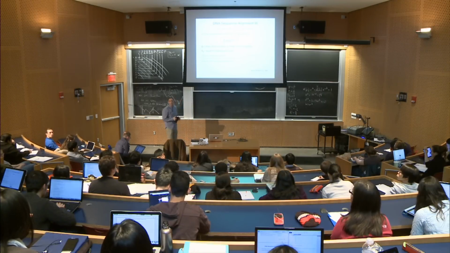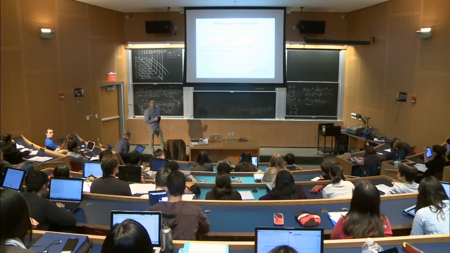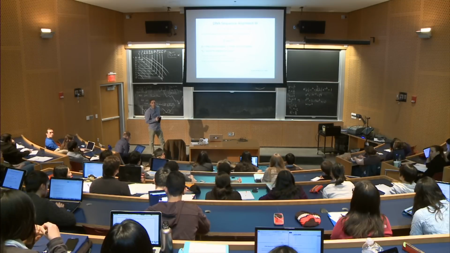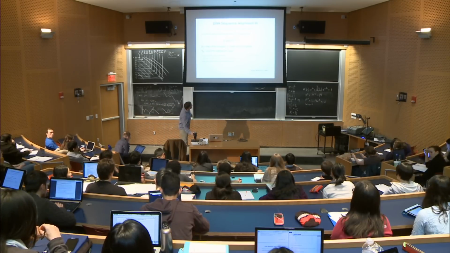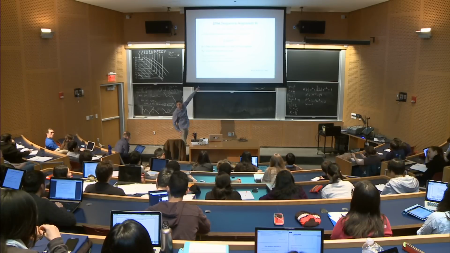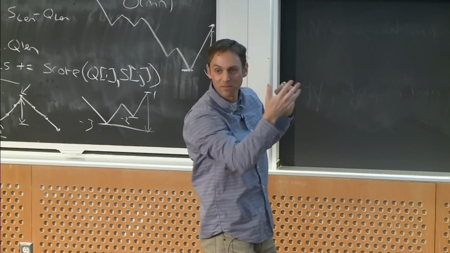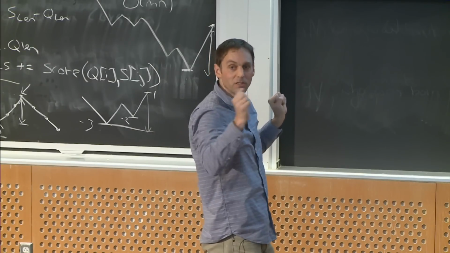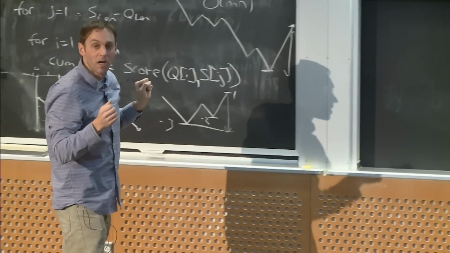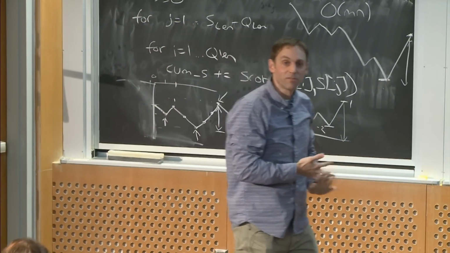If you think about these terms in the sum, the scores, the S part is all doubling. So if you cut the lambda part in half, the product will equal what it did before, right? And we haven't changed the pi's and r_j's. So all those terms will be the same. So therefore, it will still satisfy that equation. That's another way of thinking about it. Yes, you're correct. So if you double the scores, lambda will be reduced by a factor of 2.